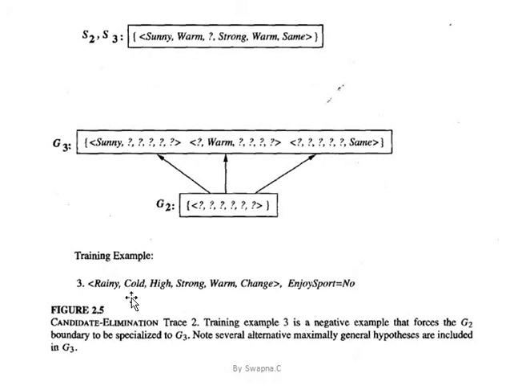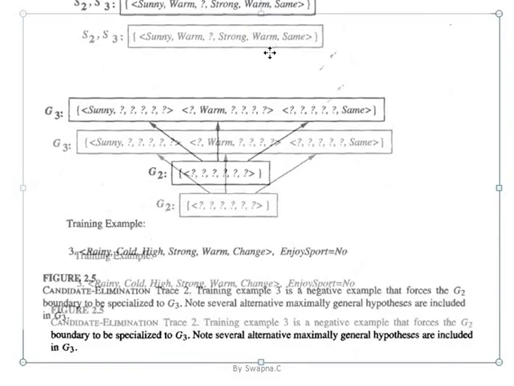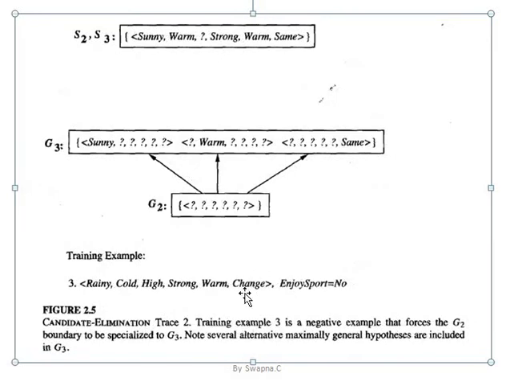Next we compare the second attribute, cold and warm. These two are also different, so we write a hypothesis with the warm attribute. The first one is a question mark, the remaining attribute values we keep as they are, and the second attribute value is warm. The next one is the third attribute value, strong and strong. Both are the same, so there is no need to include a hypothesis here. Next, comparing warm, the attribute value is warm here and also warm here, so no need to include that one.